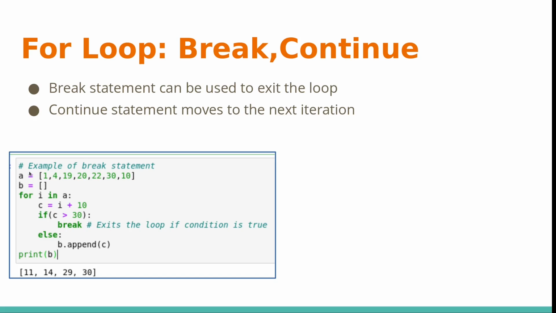So here I have A, which is a list again, and I'm going to go for I in A. I is a temporary variable.